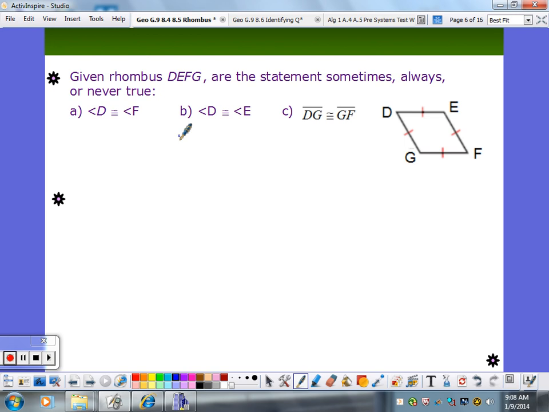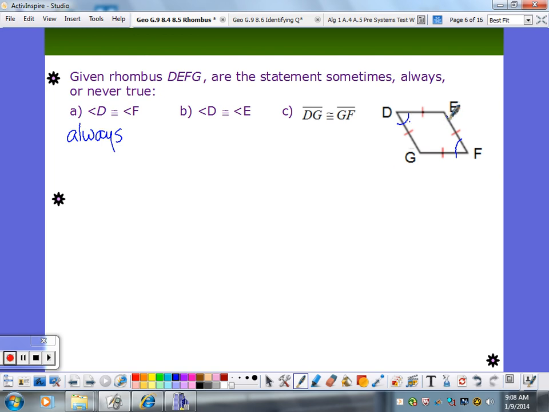So these are examples here. Given rhombus DEFG, are the statements sometimes, always, or never true? So here's a picture of a rhombus. Is angle D always, sometimes, or never congruent to angle F? Always. How come? Because it's a parallelogram. It's a rhombus. When rhombuses are parallelograms, the opposite angles are congruent.